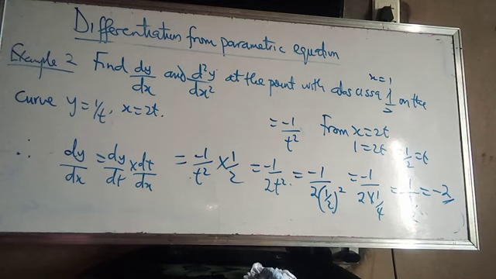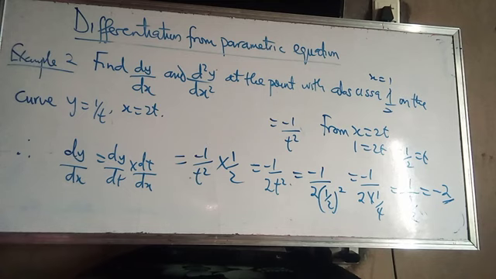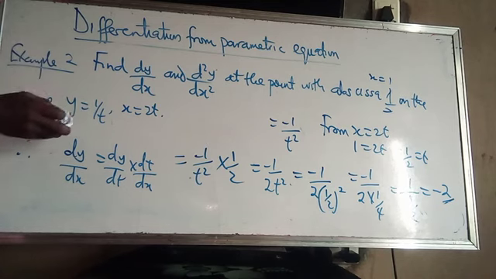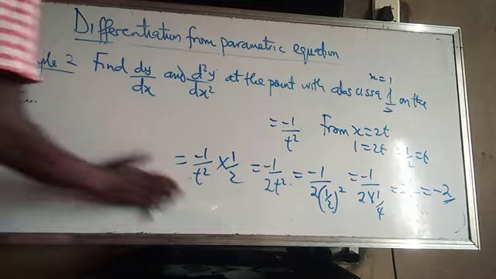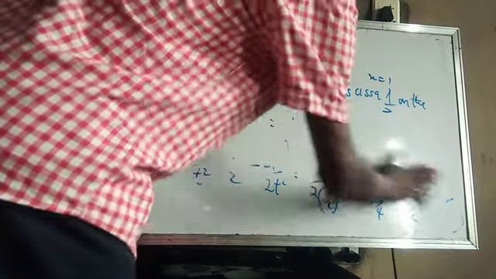So now, how do we get d squared y over dx squared? I hope I can clean this now. Anyway, when we need anything, we consult the question again.